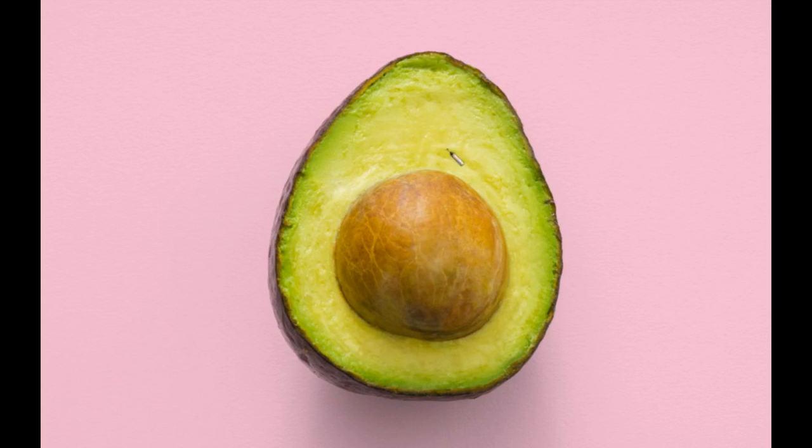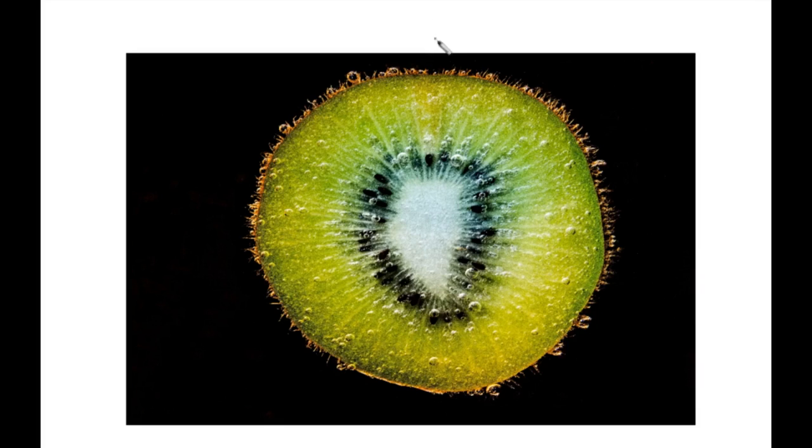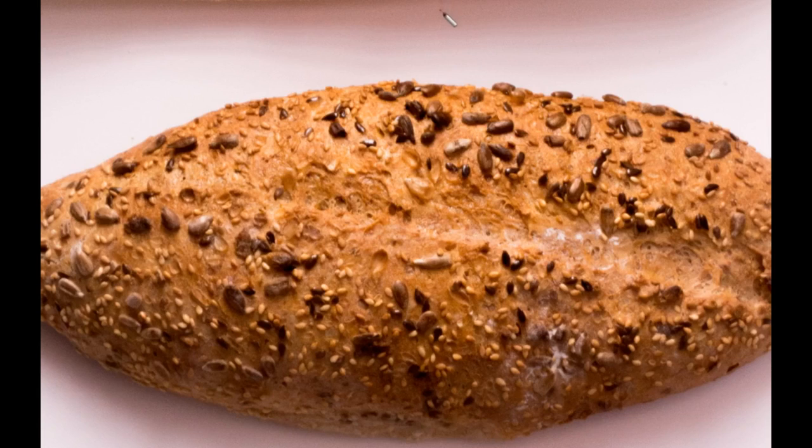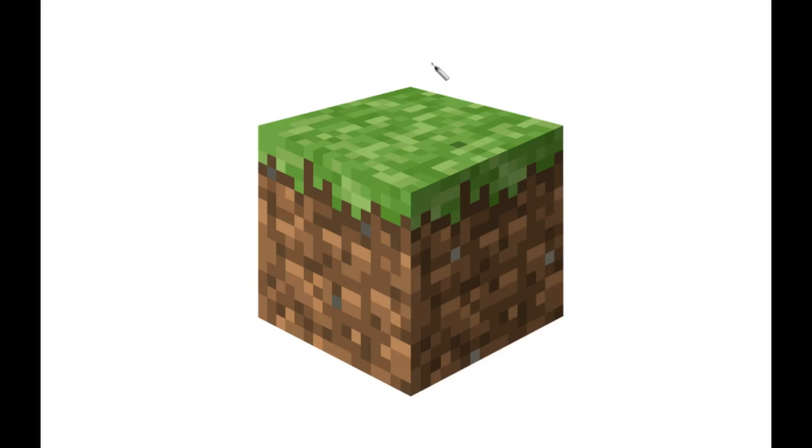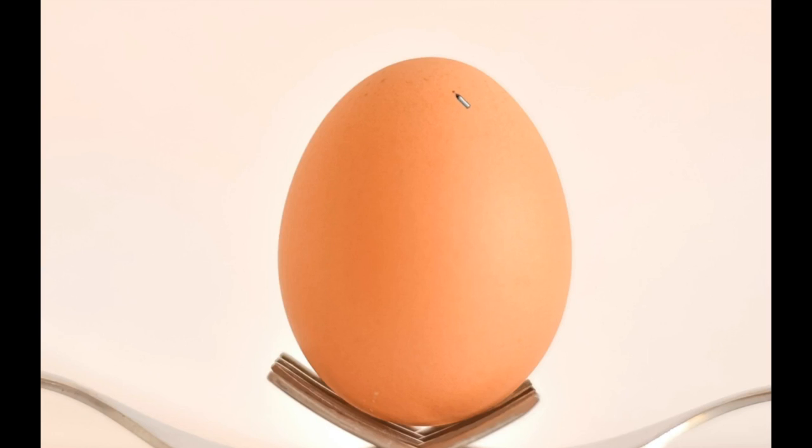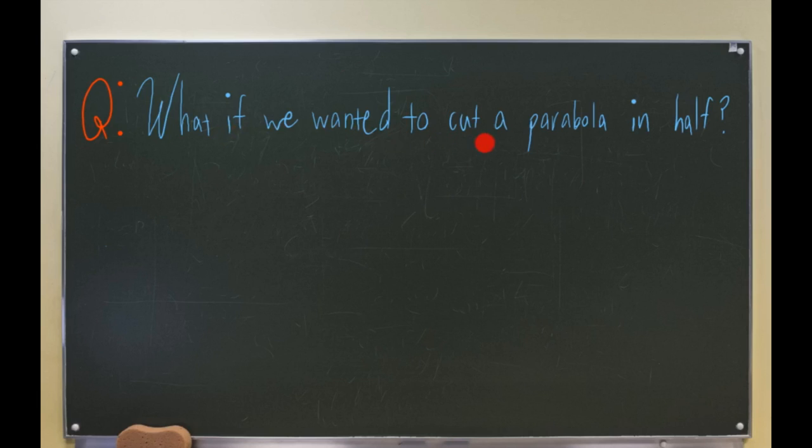So this avocado has already been cut in half, but we can cut it in another half, just like this. And this kiwi right here, same thing, just cut it right in half. Even this piece of bread, just like that. And if you wanted to, you could even cut this Minecraft block in half if you so desired. And if you were really ambitious, you might even try to crack this egg in half, but you might encounter some difficulties. Anyway, what if we wanted to cut a parabola in half instead?